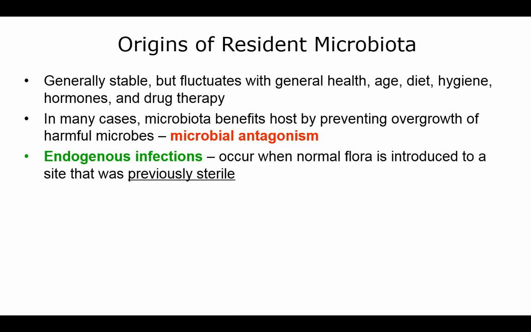Generally, our resident microbiota are stable, but it will fluctuate with our general health, with our age, diet, hygiene, hormones, and drug therapy. And sometimes the microbiota benefits the host by keeping other harmful microbes from overgrowing. This is microbial antagonism. Endogenous infections will occur when the normal flora is introduced to a site that was previously sterile. For instance, when E. coli enters the urinary bladder, it'll cause a urinary tract infection, a UTI.